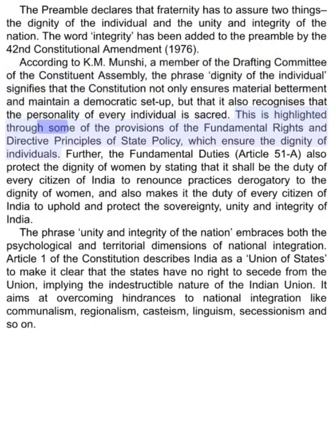This is highlighted through some of the provisions of the fundamental rights and directive principles of state policy, which ensure the dignity of individuals. Further, the fundamental duties, Article 51A, also protect the dignity of women by stating that it shall be the duty of every citizen of India to renounce practices derogatory to the dignity of women, and also makes it the duty of every citizen of India to uphold and protect the sovereignty, unity and integrity of India.